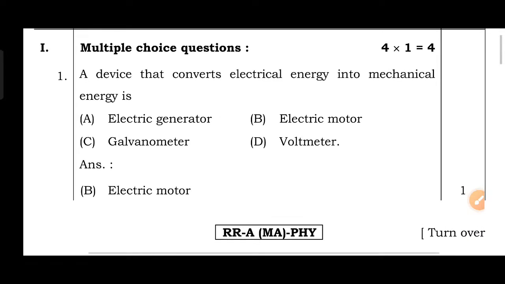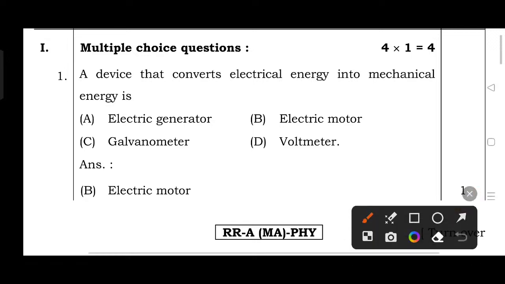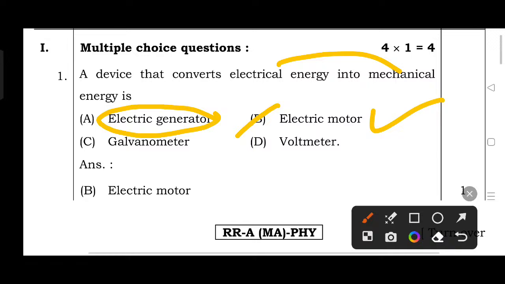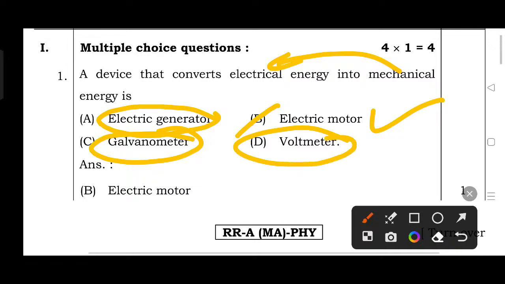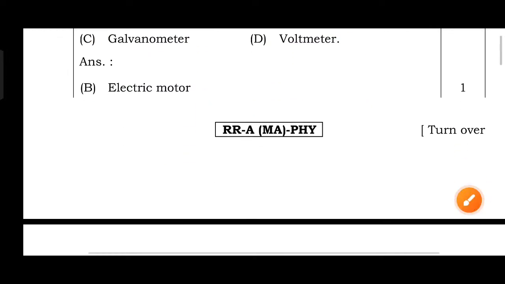Multiple choice questions. A device that converts electrical energy into mechanical energy is an electric motor. Option B, electric motor. An electric generator converts mechanical energy into electric energy. A galvanometer identifies the current flow in the circuit and the direction of the current. A voltmeter is used to measure the potential difference in a circuit. That's our answer, option B, right answer.